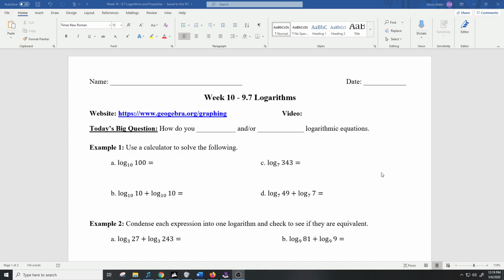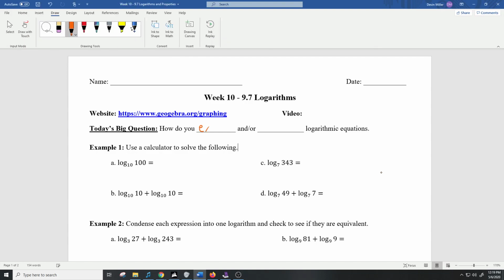This is 9.7, just properties of logarithms. So how do you expand and or condense? You'll see these two words a lot. We're going to expand logarithms, and then we're also going to condense them. Practice doing that. But first, we're going to try some of these in a calculator and kind of see how they're related.